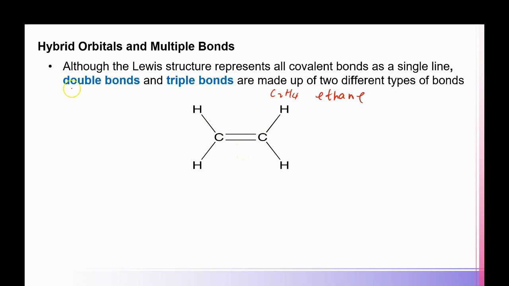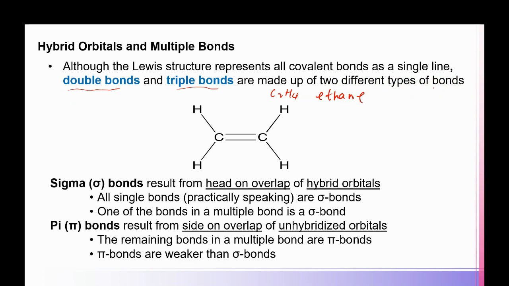But in a multiple bond, whether it's a double bond or a triple bond, there are actually two different types of bonds. One is called sigma bond. One is called pi bond. What's a sigma bond? Sigma bond results from head-to-head overlapping or head-on overlap.